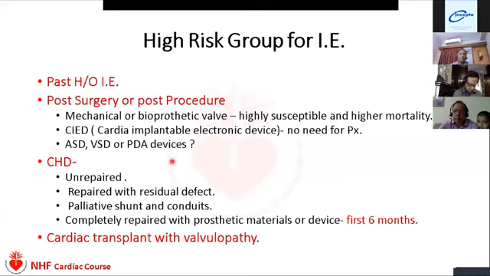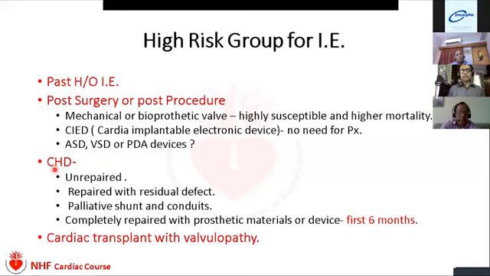Regarding ASD, VSD and PDA devices, the first 6 months may need prophylaxis, because this is the time when most of the materials become endothelized, but sometimes it may take longer, especially if the device is larger.